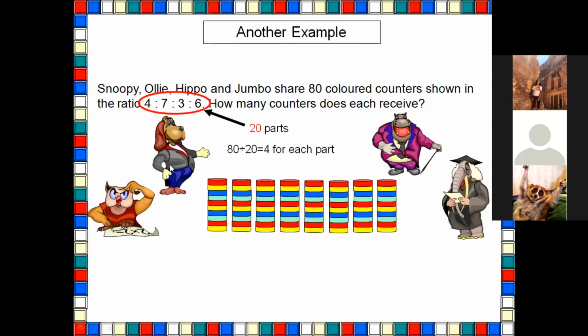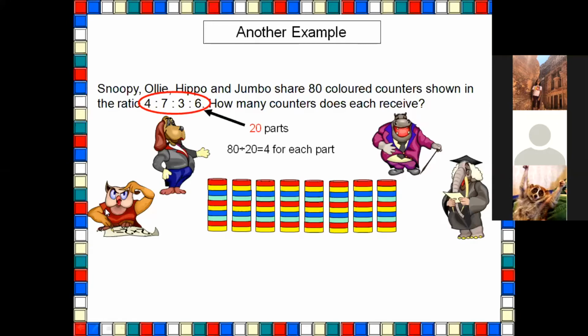Then, what are we sharing here? 80 counters. By how many parts? 20 parts. So 80 divided by 20 is 4. What does that 4 mean? It means 4 for each part. So we have 4 for each part.